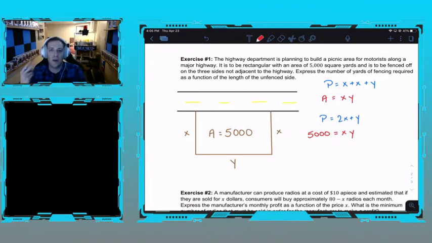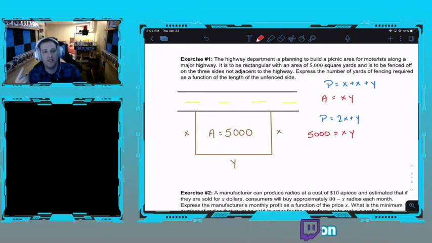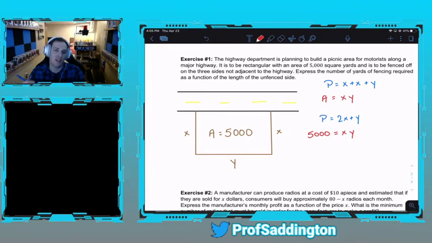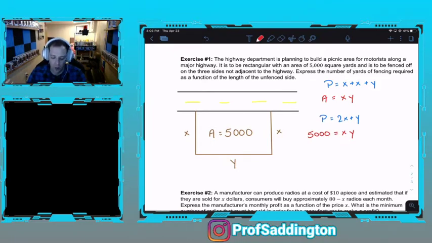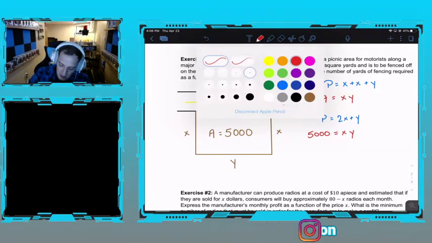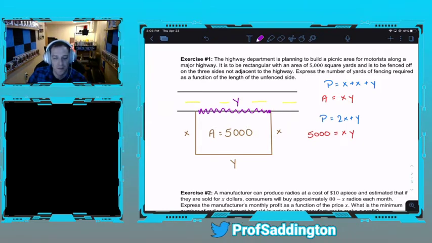So right now we have 2 equations. They want us to write it as one function. So what we have to do is plug one function in for the other. So it says express the number of yards of fencing required as a function of the length of the unfenced side. Well, the unfenced side is the side that's up against the road. So in this case, the unfenced side is y.